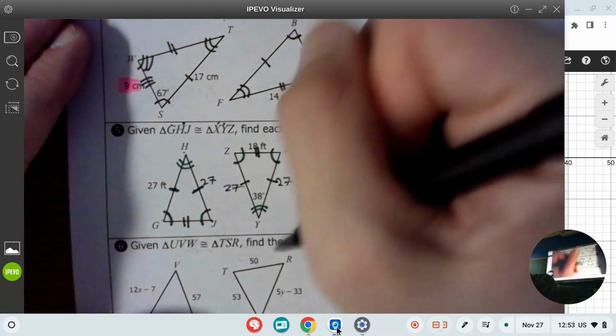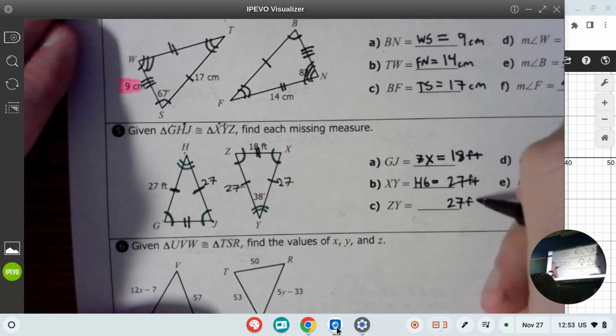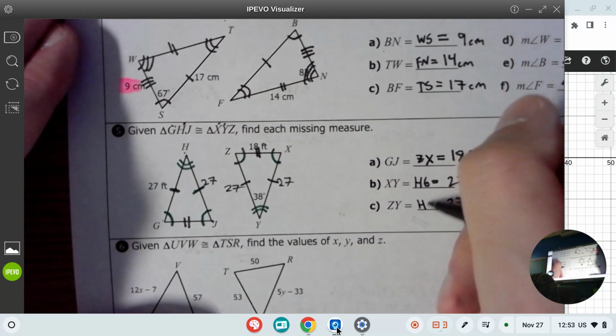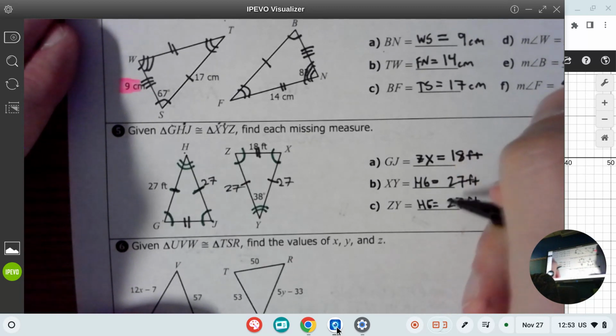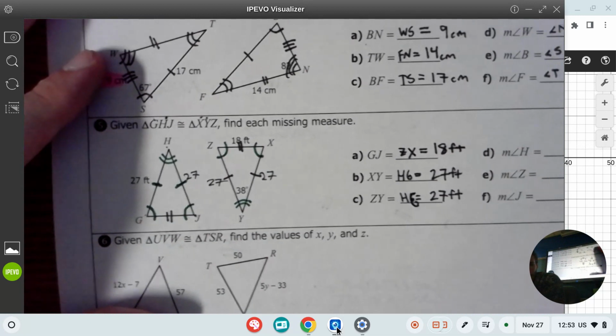And then same thing, ZY, it's one of our 27s, right? It's the same thing as many different sides, including HG. I don't know, my G's keep looking like my 6's here. I don't know what's going on. That was even worse.